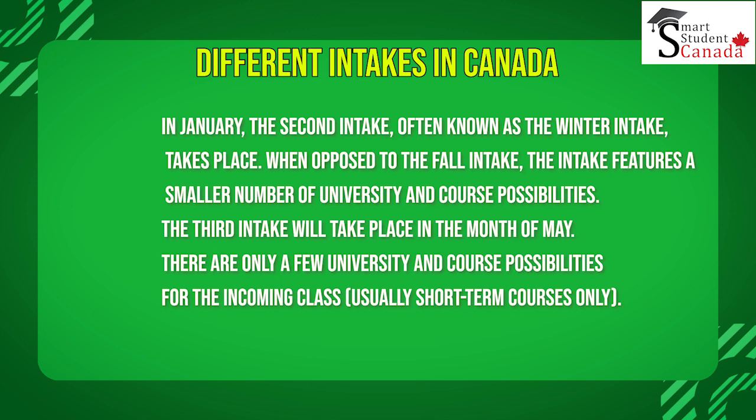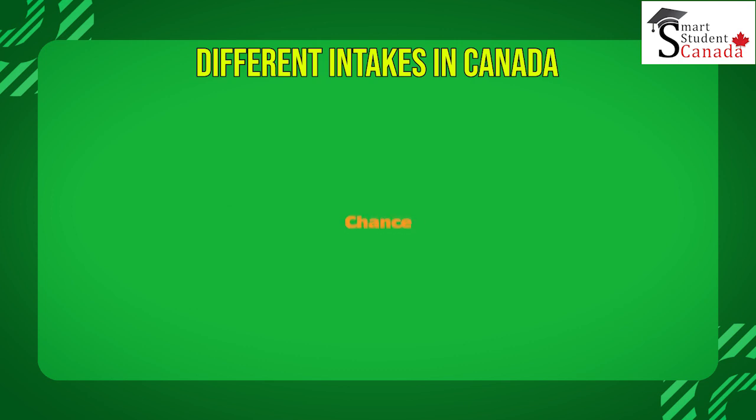They offer short-term courses only. Now let's study these three intakes in detail. The first one, which is the fall intake, is also known as the September intake. It starts from September and it is the major or the primary intake. The next one, which is the January or the winter intake, starts from January and it is also known as the secondary intake. The last one is the summer or spring intake, which starts from May and it is the least preferred intake. Let's go through each of these intakes in detail.